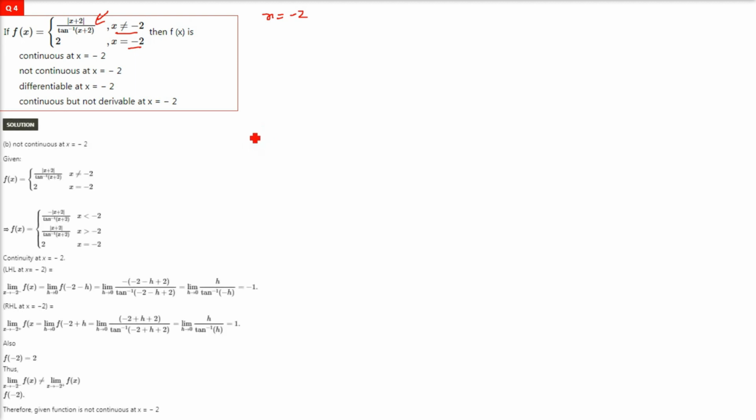The main thing here is the modulus of x plus 2. So when we have x equals negative 2, if you go left, you will get negative, and if you go right, you get positive. So we'll start with the continuity and then we'll go to the differentiability.